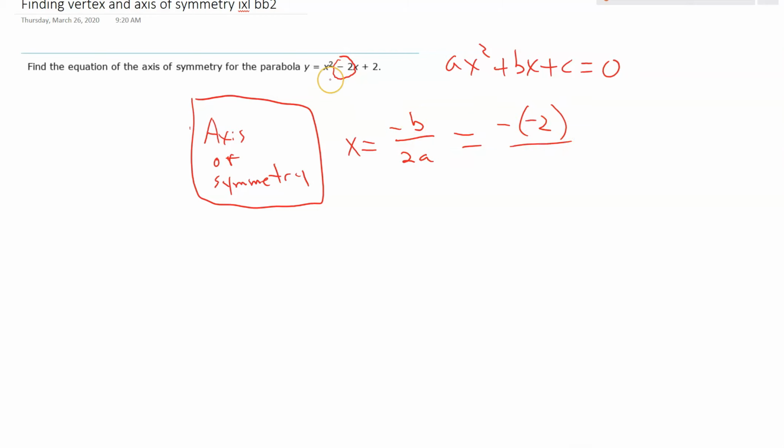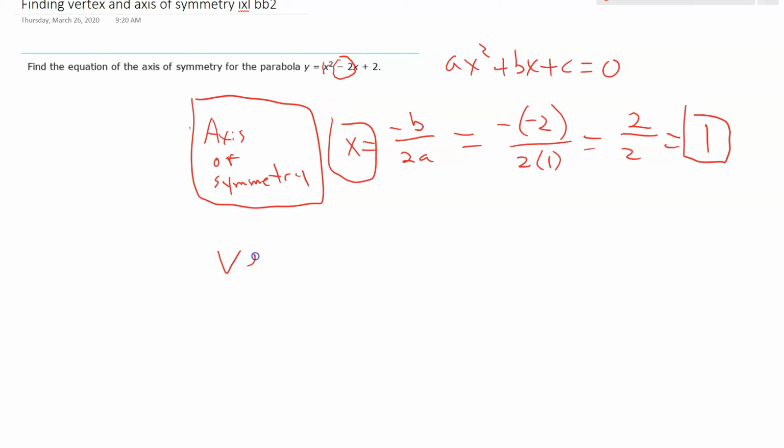over 2a. A is the coefficient of the x squared term. A is the coefficient here of my quadratic term. In this case, we have an implied 1. So it's 2 times 1. Negative 2 is a positive 2. 2 times 1 is 2. And 2 divided by 2 is 1, which we saw. That's my axis of symmetry.